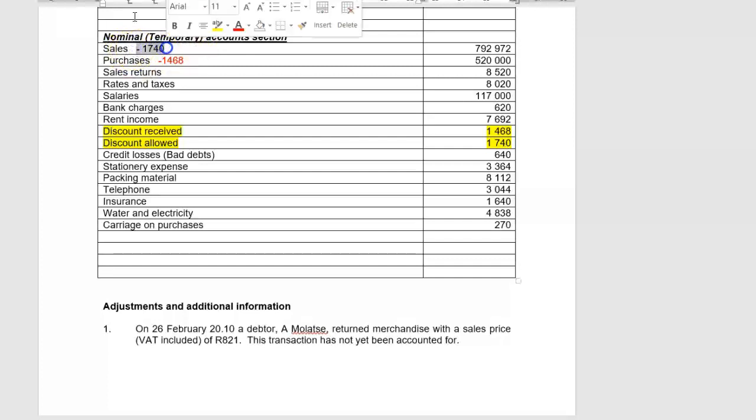1740. Also, what you can do straight away is things like sales returns. Sales returns, you have to close off against sales in any event. This has a debit balance, so I'm going to credit this account and debit my sales account. I'm going to reduce my sales account with the amount of 8520, and that will also then disappear out of our books. Good. Rates and taxes, salaries, bank charges, rent income, credit losses, stationery expense, packing material, telephone, insurance, water, electricity, and carriage on purchases.